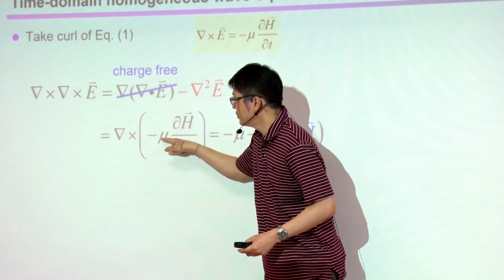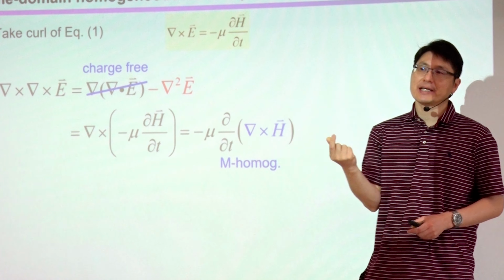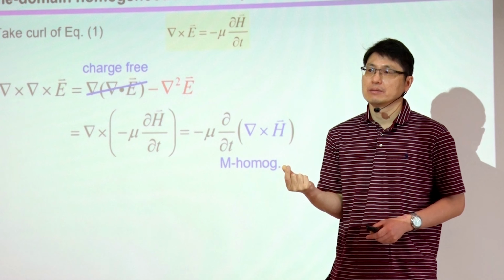So now you can pull this guy out because, hey, in the very beginning, we are only dealing with the simple medium. So here, we have used the fact that we are dealing with a magnetic homogeneous medium, right? So this mu is a constant everywhere. For each location, you have the same mu.